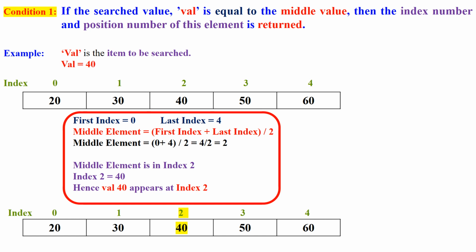We found that the middle element is at index 2. Index 2 holds the value or element 40. Hence val 40 appears at index 2, which is highlighted in the second picture. So the search is terminated and the output is the position 40 occupies in the list, index 2.